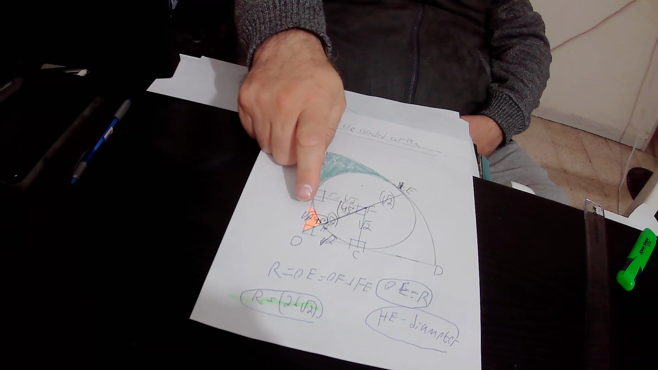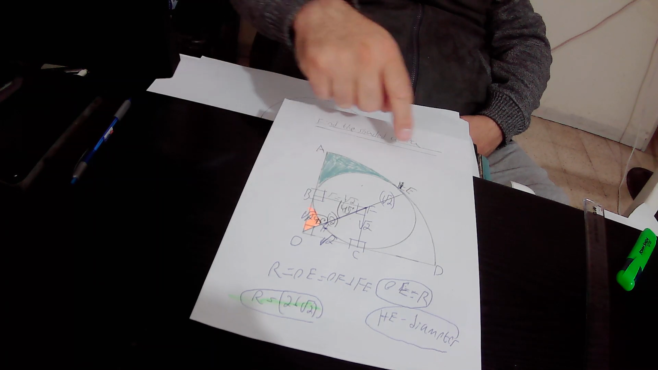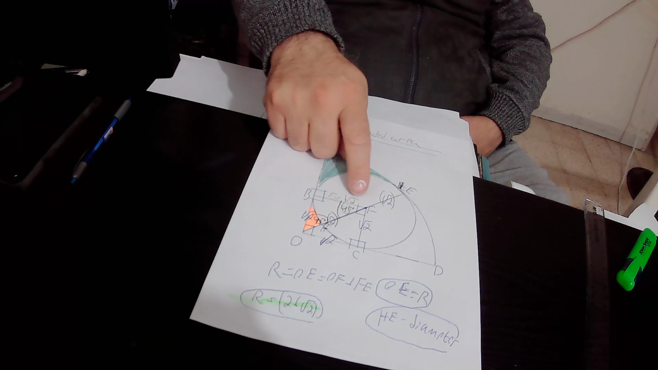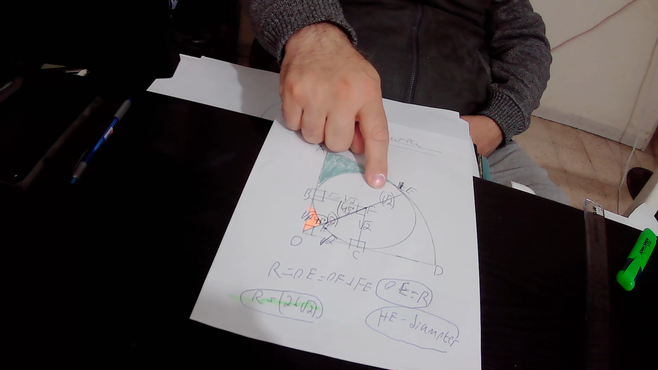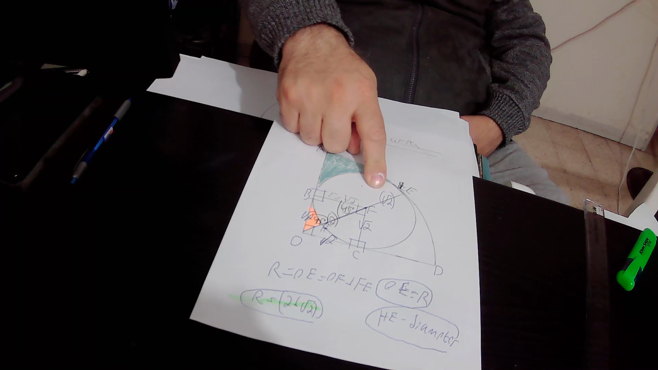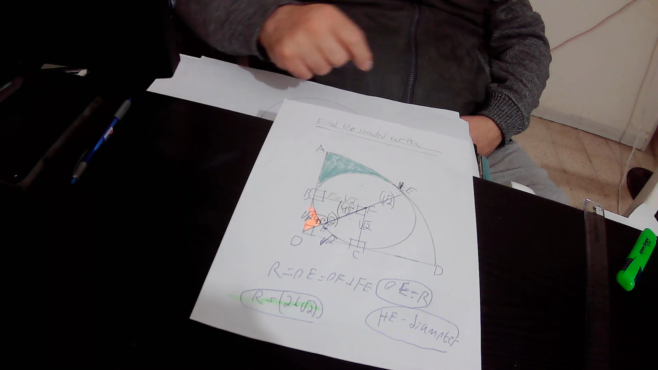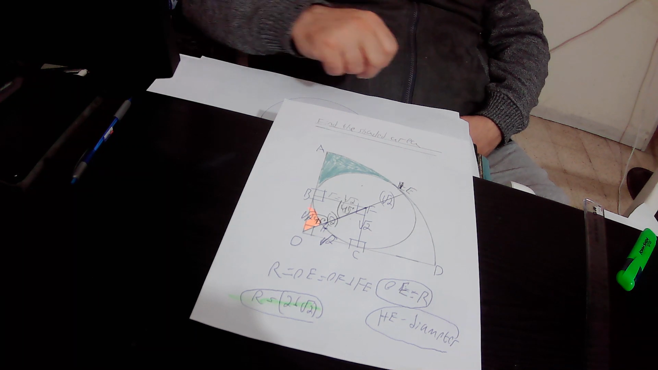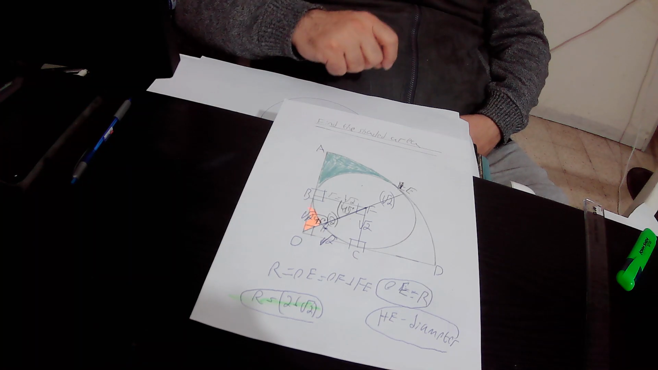So if capital R equals OE, it means that capital R, the radius of the quarter circle, must be equal to OF plus FE. OF is 2 and FE is square root of 2. So in total, the radius of the quarter circle, capital R, equals 2 plus square root of 2. Okay, that is the reason that capital R equals 2 plus square root of 2.